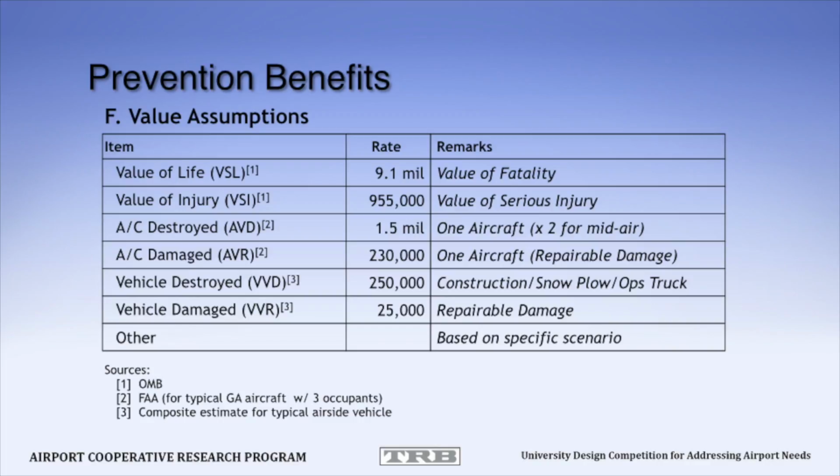A vehicle, on the other hand, whether it's a construction vehicle, snow removal vehicle, or even an ops truck, we're using an average of $250,000 per vehicle, and the damage value would be about 10%. There may be some other items that you can identify, and if you can find those, that's fine to add that to the benefit side of the benefit cost equation.